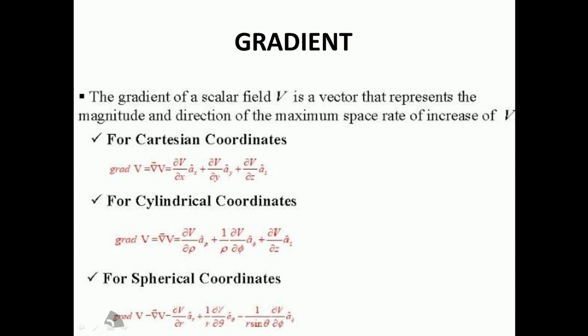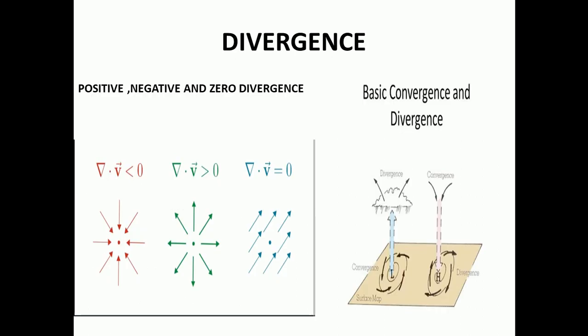So we can define this gradient of V as del of V in terms of the Cartesian coordinate system, cylindrical coordinate system and spherical coordinate system. In the Cartesian system, it moves along the ax vector, ay vector, az vector. In the cylindrical system, it moves along the a rho vector, a phi vector and az vector. And in the spherical system, the ar vector, a theta vector and a phi vector.